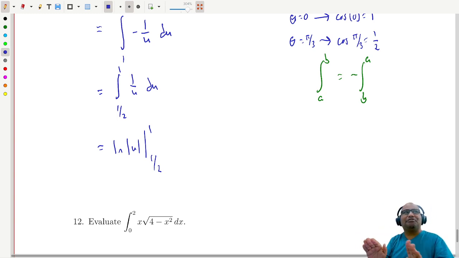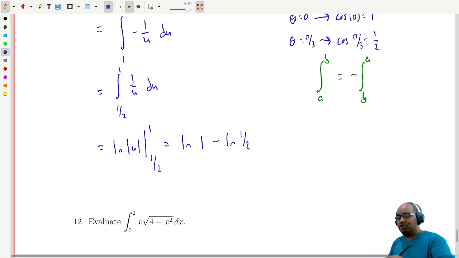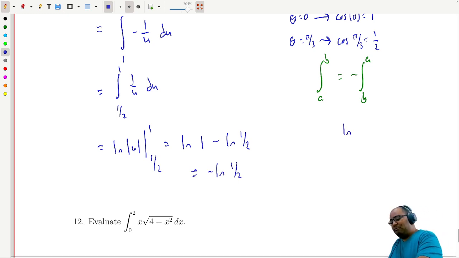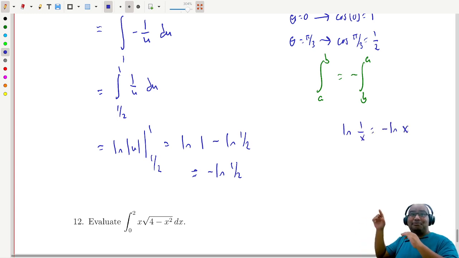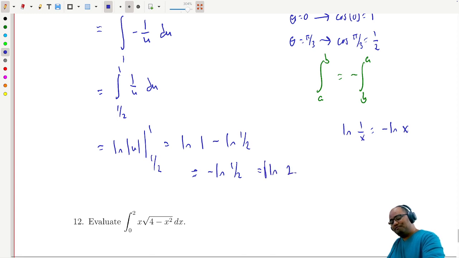Remember, a definite integral is the area under the curve. We get a number back. So here's what's going to happen. We're just going to plug these numbers in. We have log of 1 minus log of 1/2. Well, log 1 is 0. And that leaves minus log of 1/2. Or for the clever among you, remember that log of 1 over x is the same as minus log of x, because of exponent log rules: x to the minus 1, the power gets kicked out. So I can also write this as just positive log 2.